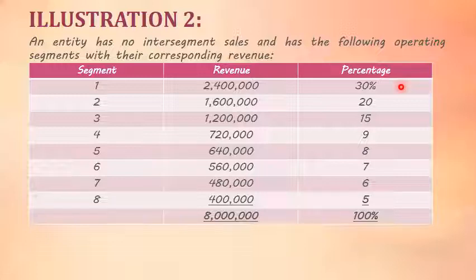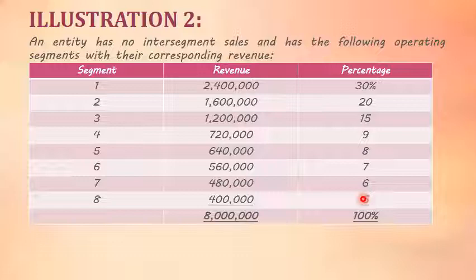So, we have 30% for segment 1. Ibig sabihin, included siya sa reportable segment. Segment 2, included din since 20% siya. And 15% yung segment 3, ibig sabihin included din siya. And the other segments, 9, 8, 7, 6, 5%, hindi sila reportable segment. Kasi nga, hindi nakapasok dun sa 10% na quantitative threshold.